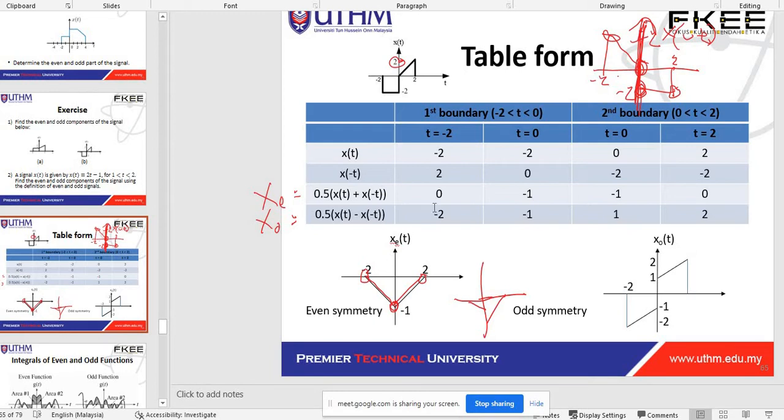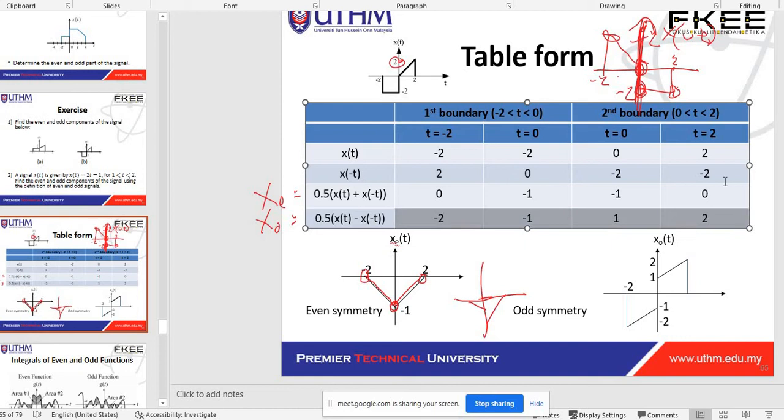Then you plot this graph. Okay, you plot this graph. When t is negative 2, you get negative 2. When t equal to 0, you get negative 1. And when t equal to 0, you get positive 1. And when t equal to 2, you get 2. So you draw the line like this.